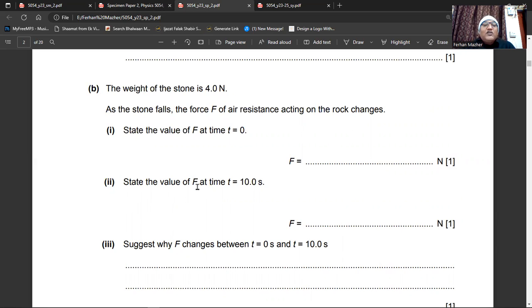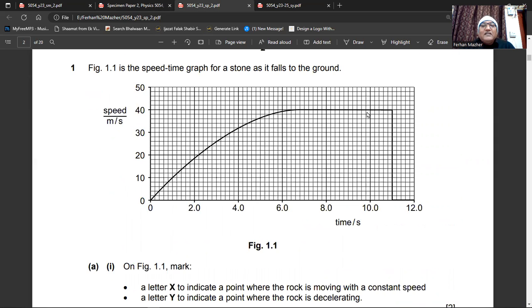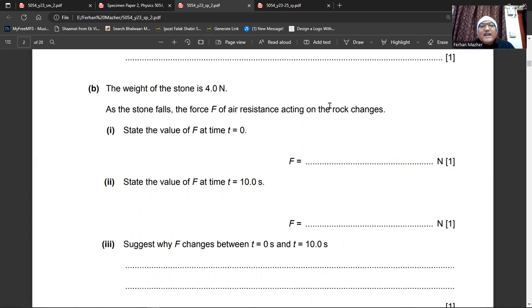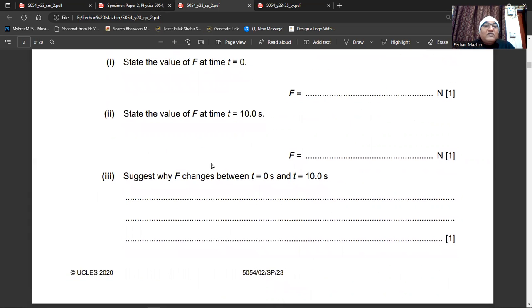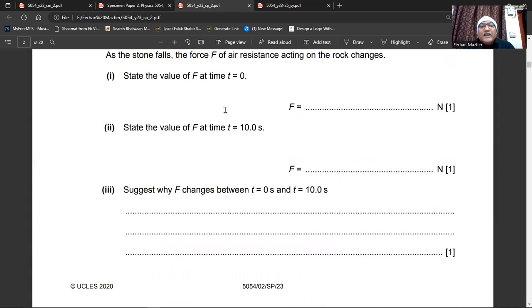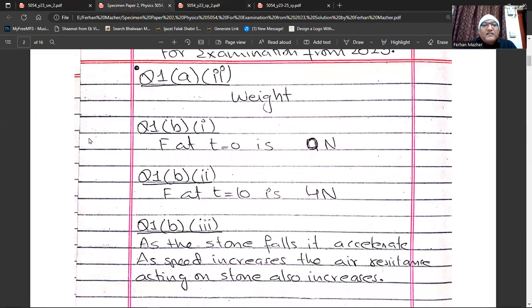Then it says state the value of the F at the time t equals to 10. When the time is 10, the stone is moving with the constant speed. That means that the air resistance and the weight, they are equal to each other. The weight of the stone is 4 Newton. So the air resistance at time t equals to 10 seconds will be also equals to 4 Newton. So let's check 0 and 4 Newton. So our answers are right.